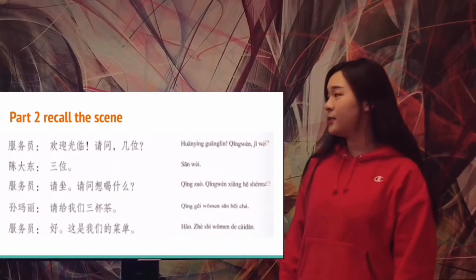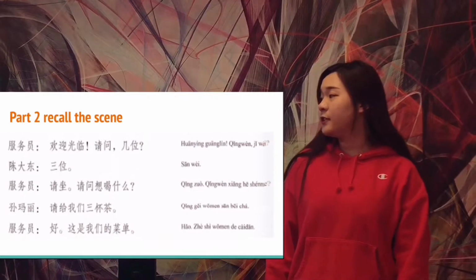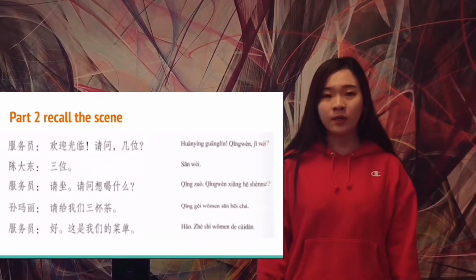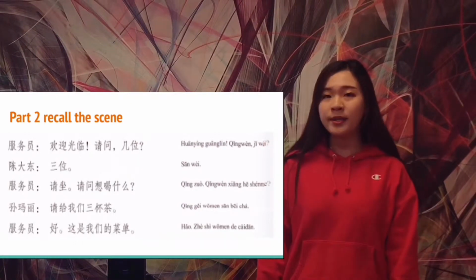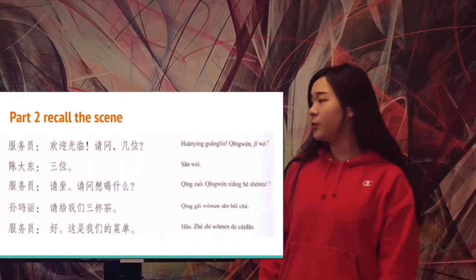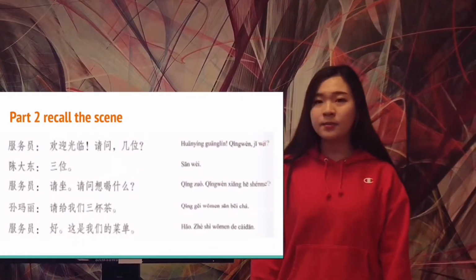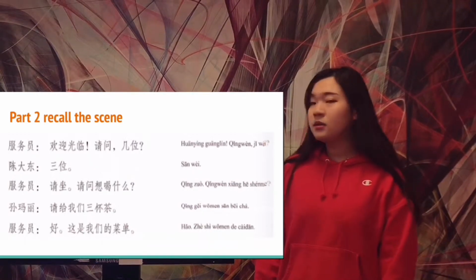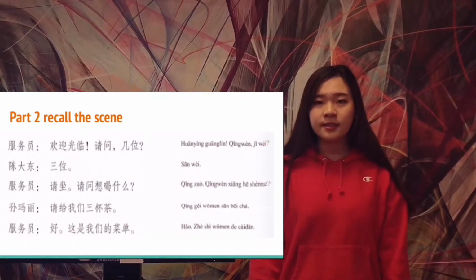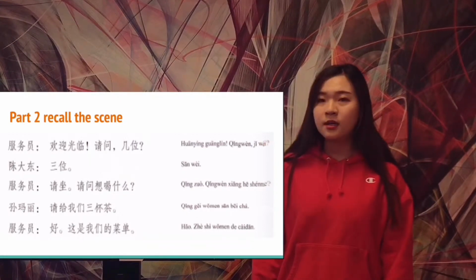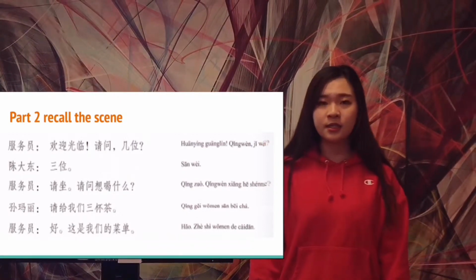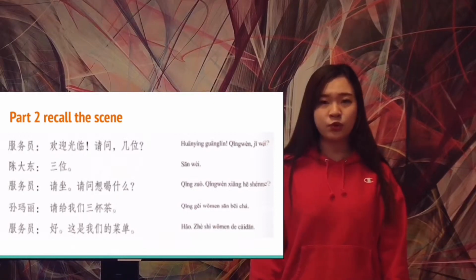Next part is recalling the scene. Firstly, the waiter said 欢迎光临，请问几位? It means welcome. How many are you? For example, you can say 三位. That means three people. Next, the waiter says 请坐，请问想喝什么? That means take a seat. Would you like something to drink?